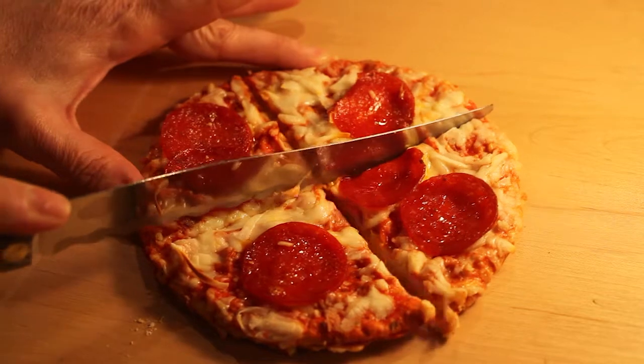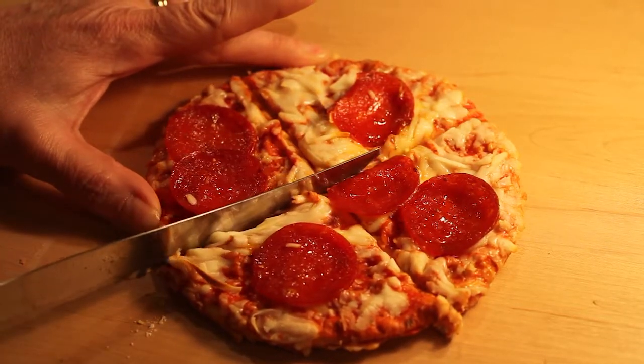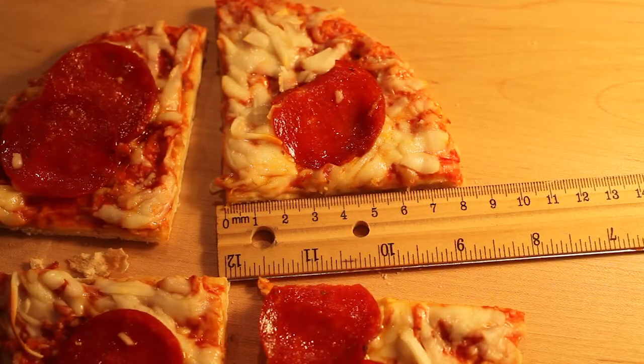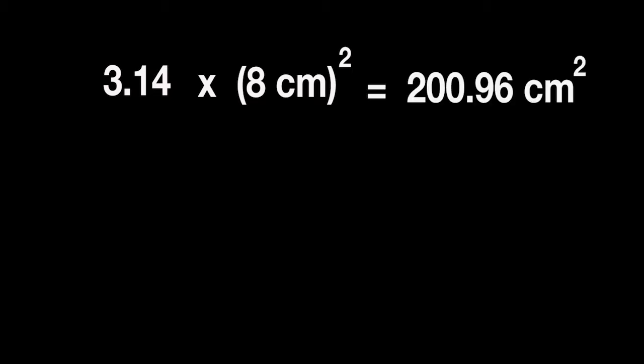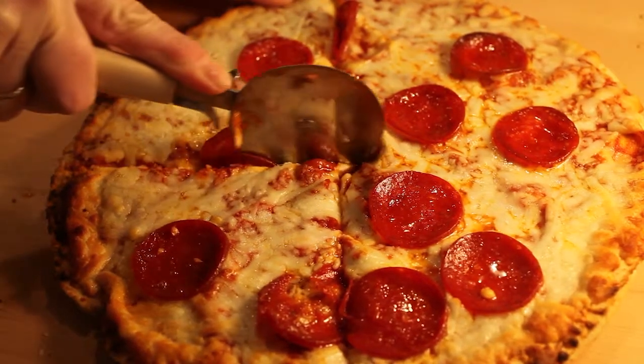We can easily measure the radius by taking a single slice that represents half the diameter. The length of the slice is 8 centimeters. Plugging this into our formula, we get pi, or 3.14, times 8 centimeters squared. The area of the small pizza is 200.96 square centimeters. Now, let's find the area of the bigger pizza.